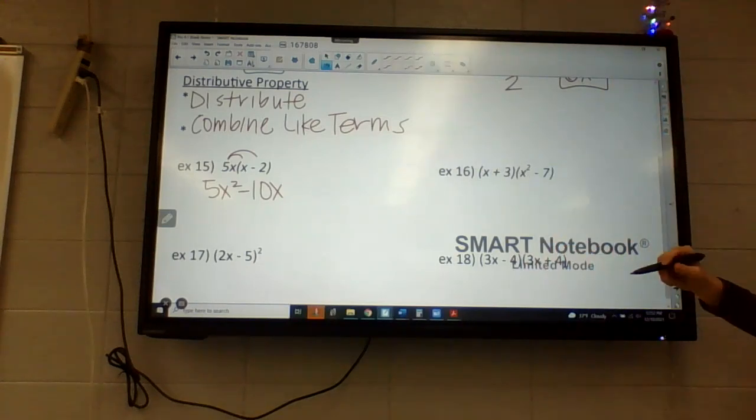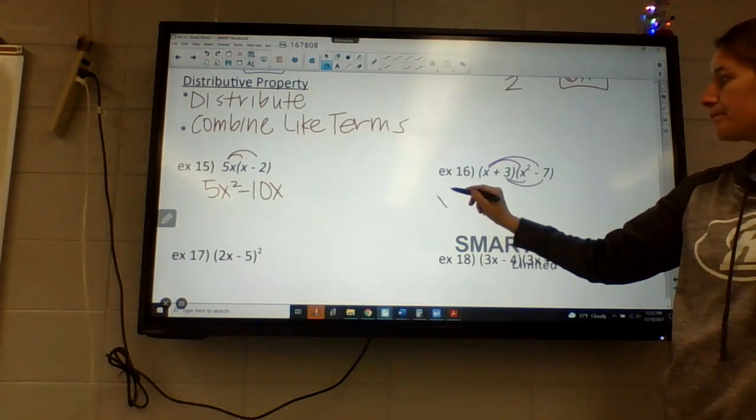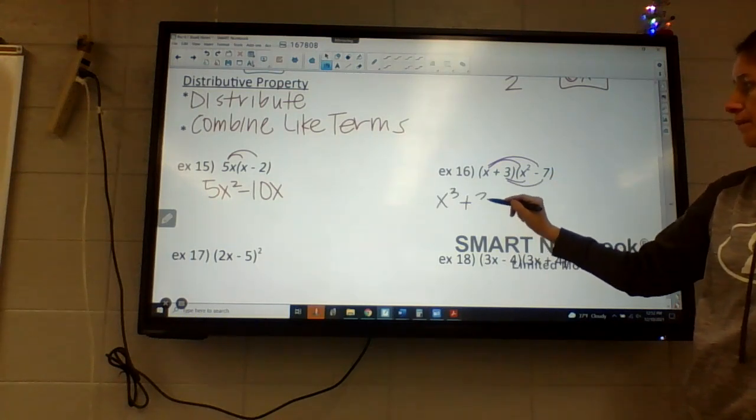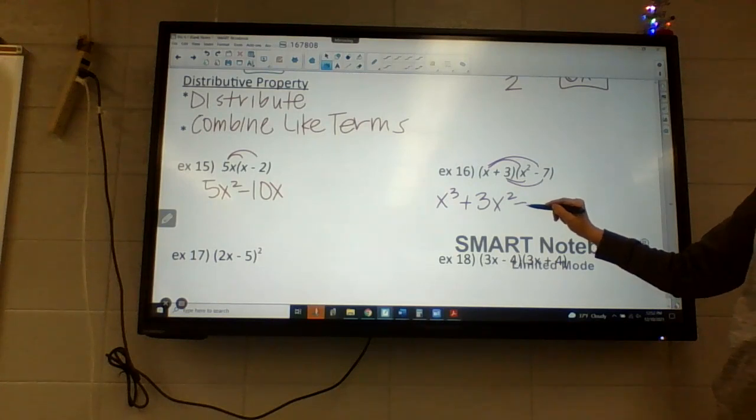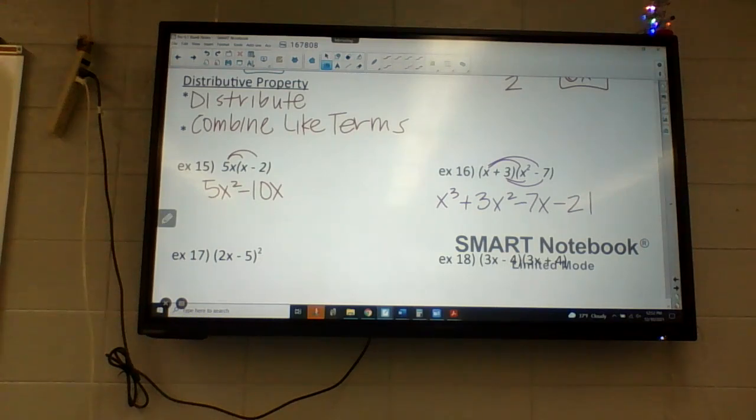So this next one we would need to do FOIL. And then see if there's any like terms. But I do not believe there's going to be, right? And I wrote it in standard form. If you have it out of order, it's fine.